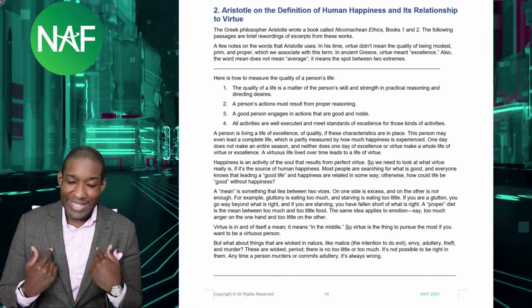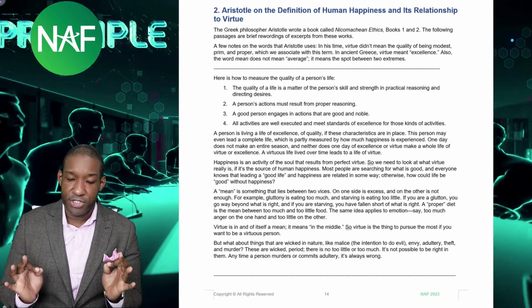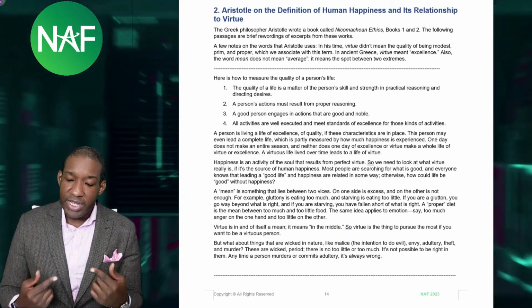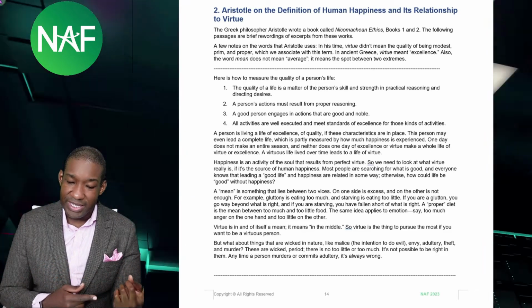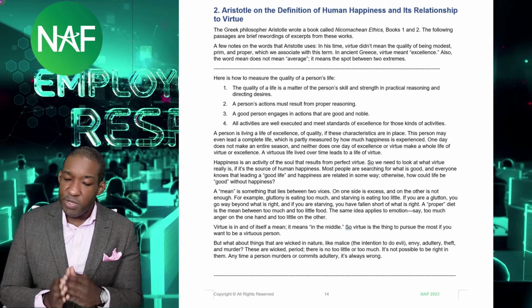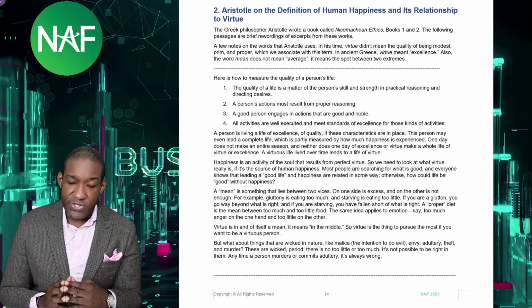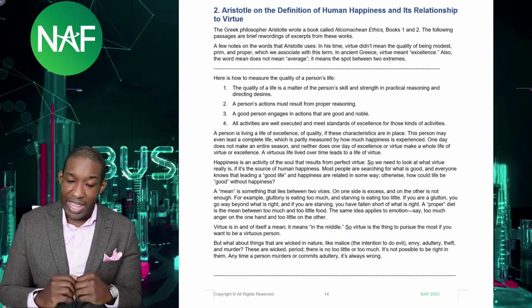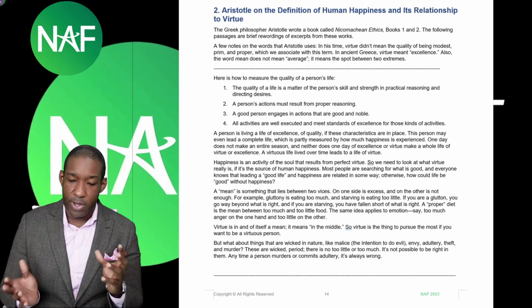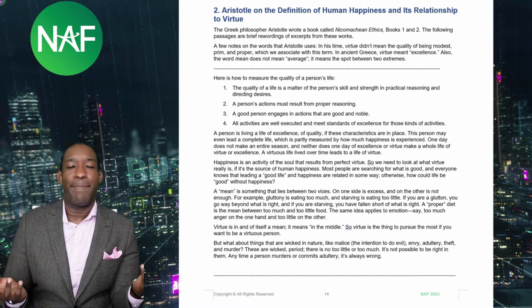Happiness is an activity of the soul that results from perfect virtue. So we need to look at what virtue really is, if it's the source of human happiness. Most people are searching for what is good, and everyone knows that leading a good life and happiness are related in some way. Otherwise, how could life be good without happiness?